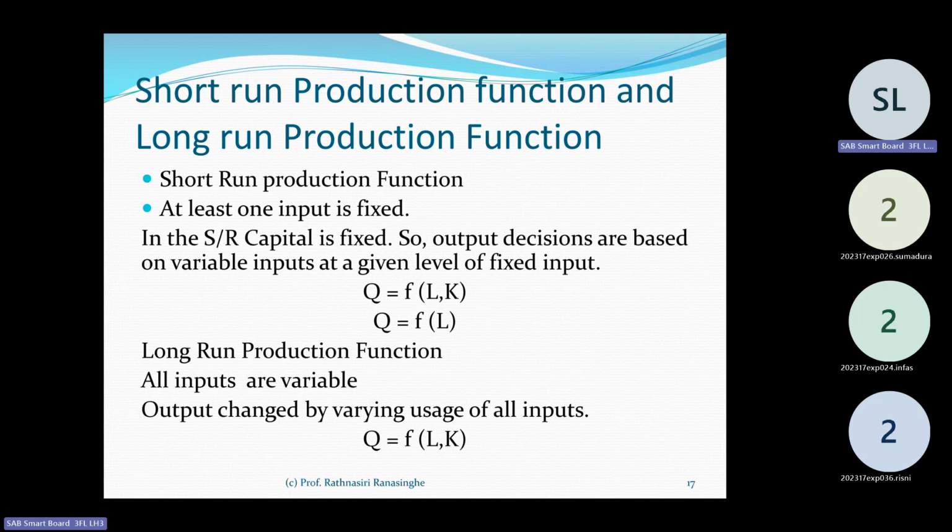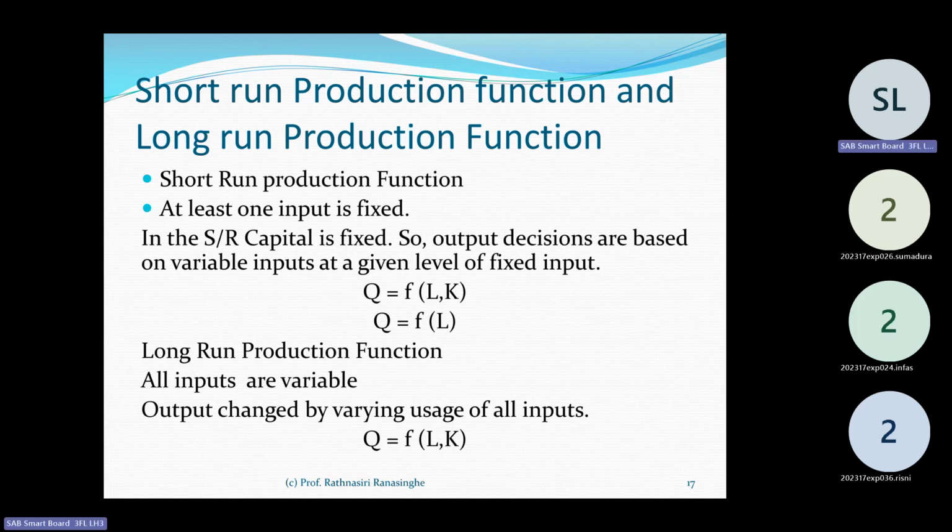So in the short run, we are trying to maximize the output by using labor. Therefore, we need to decide how many labor hours and workers we are going to employ. Basically, it's a matter of the number of workers hired and labor hours used in the production process to maximize output. That's why it depends on labor.